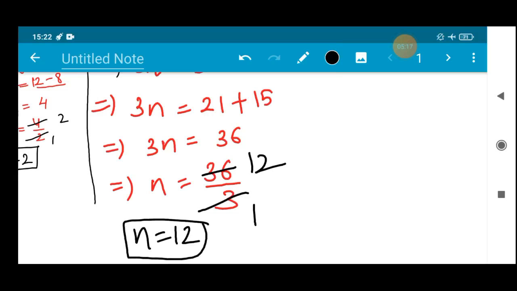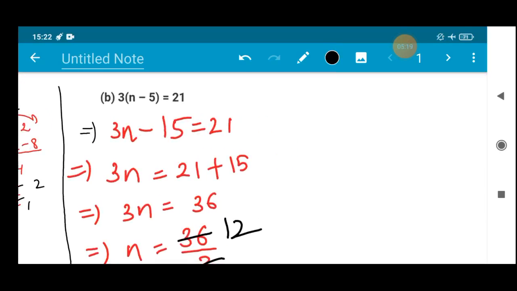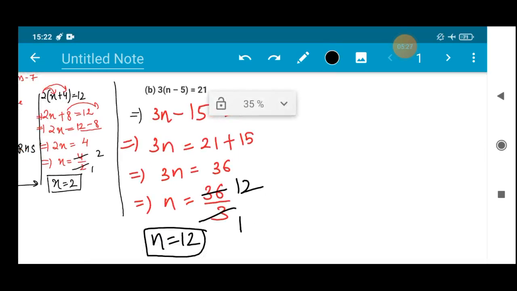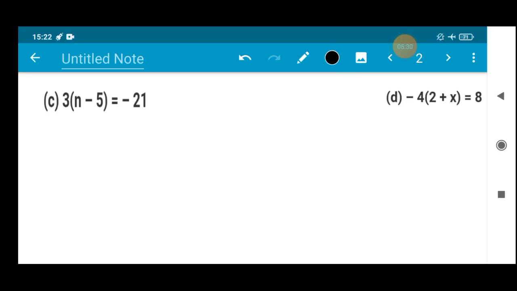Now you can try with the first method, that is dividing 3 on both sides and then transposing, or adding 5 on both sides. You will get the answer 12 only. Okay, all right, let us proceed now to the next, that is number C.